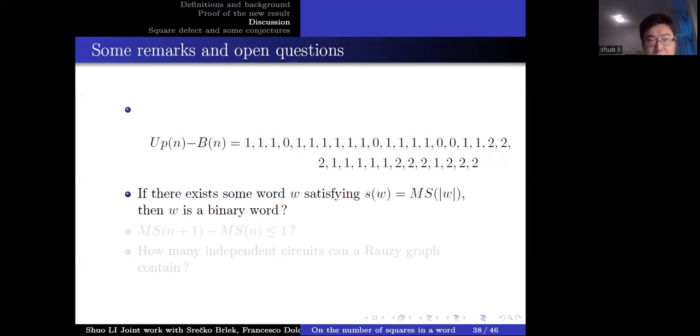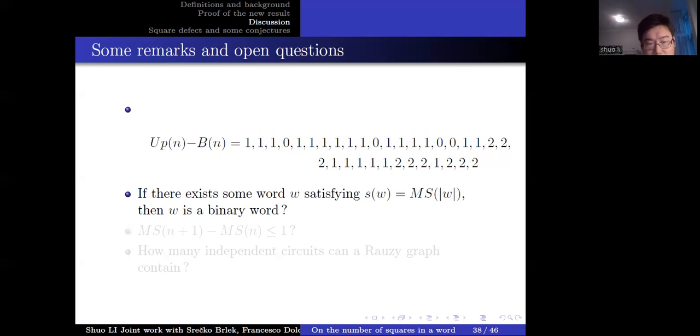Besides our new upper bound, we may make other remarks on the square counting problem. For example, if there exists some word W such that the number of squares appearing in this word meets exactly the theoretical upper bound of ms, then can we say the word W is necessarily a binary word? This question has been asked by different people at different times, but for now it's still open, so I'd rather list it here.